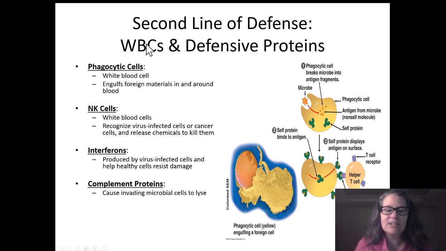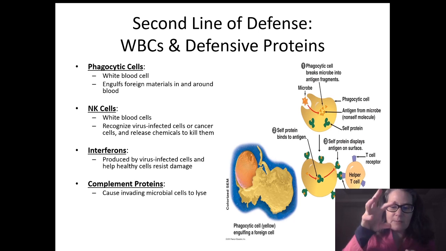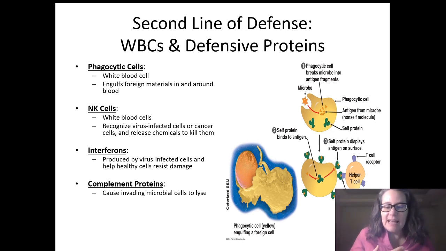This second line includes some phagocytic cells. There are some white blood cells that basically run around almost like amoebas and engulf. They'll extend their cytoplasm around a particular foreign material and then try to bring it in and break it down. And so these phagocytes are in your bloodstream, they're in your lymphatic system, and they try to break down any kind of non-self particles that are coming into your body.